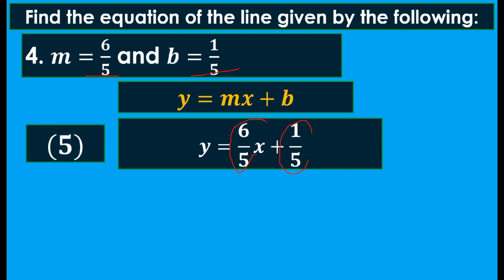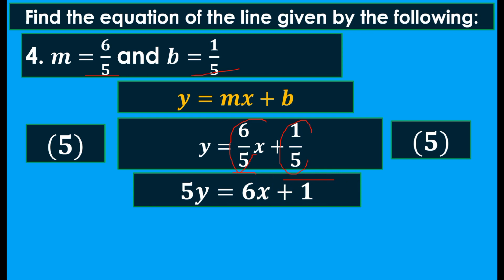Multiplying both sides by 5. So, bakit 5 ang minultiply natin? Kasi ang denominator ng dalawa ay 5. So, ang kabit ni 6 ay 5. Ang kabit ni 1 ay 5. So, 5 ang i-multiply natin both sides. So, multiplying further, 5 times y, 5y. 5 times 6/5x, then 5 times 1/5, it would become 6x plus 1.